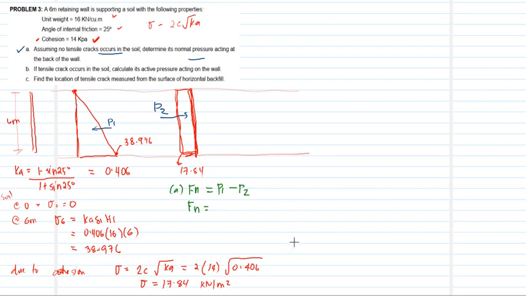So, ano ngayon yung magiging P1 natin? That is equal to 1/2 of 38.976 times 6. And then yung P2 natin, that is equal to 17.84 multiplied by 6. So, ano yung value natin dito? That is equal to 116.93.